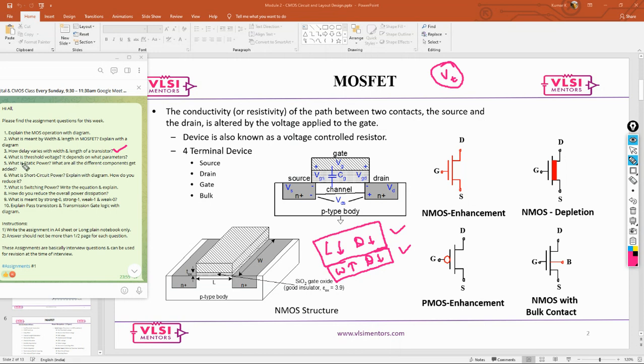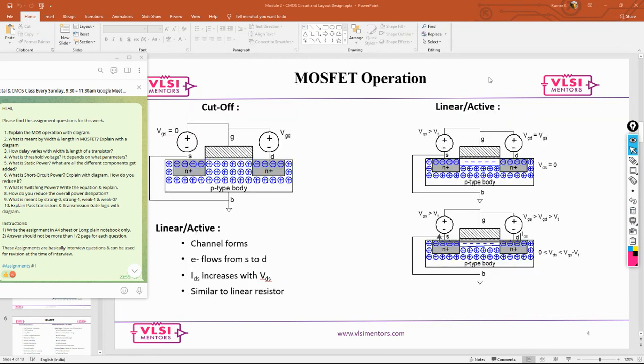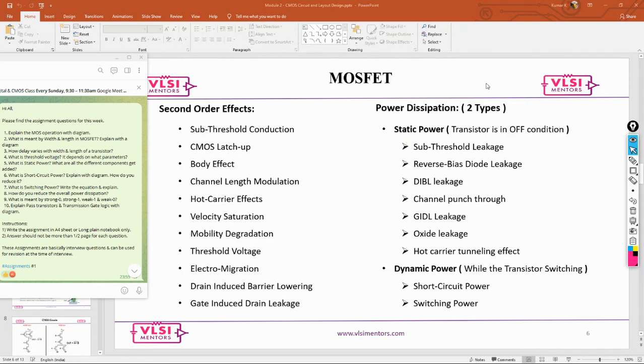And the next one is basically what is static power and what are the different components that get added. So these are all the ones which come under static power, and I would have expected you to explain what is the meaning of static power as well. Basically that's leakage, or the power consumed when the transistor is in the off condition, or not in the on condition.